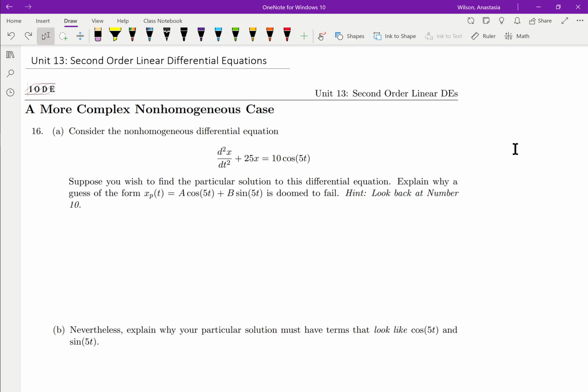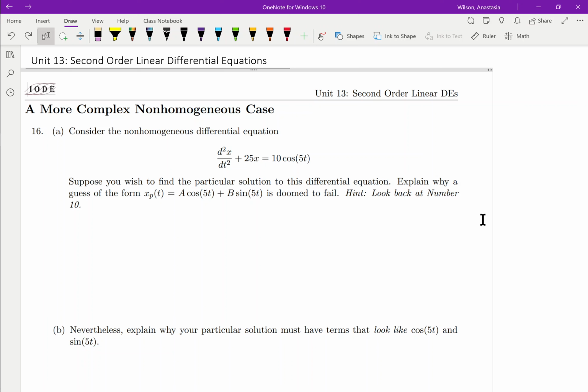d squared x over dt squared plus 25x equals 10 cosine of 5t. So suppose we wish to find a particular solution, and our initial guess might be something of the form a cosine 5t plus b sine of 5t. But this problem says that that guess is doomed to fail, and we need to explain why. So the hint says to look back at number 10.